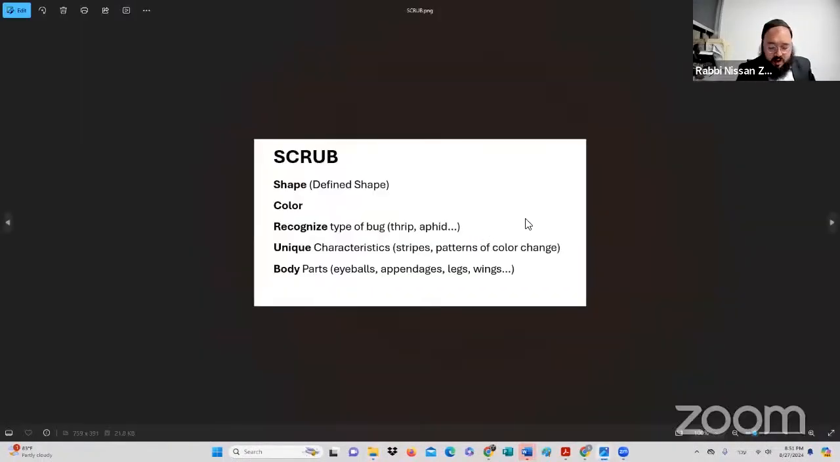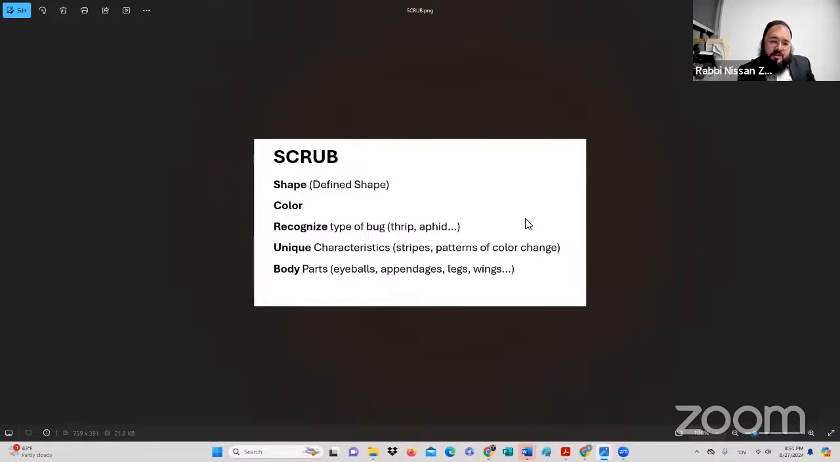Okay, so scrub, quickly in short, is the first thing you want to look for is a specific shape, a defined shape, which, for example, last week we did the thrip. The thrip has more of a longer, narrower shape, which as it gets to the bottom becomes more pointy. The next thing which you want to look out for is color. And so far what we discussed, let's see the thrip.